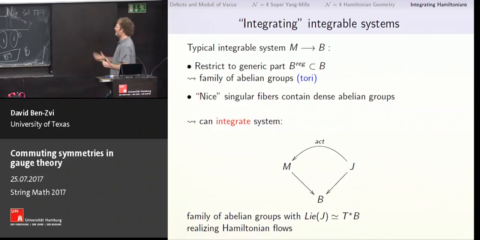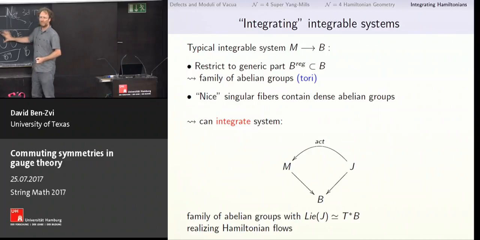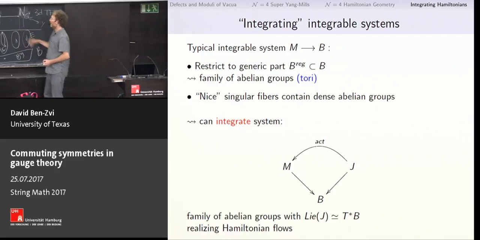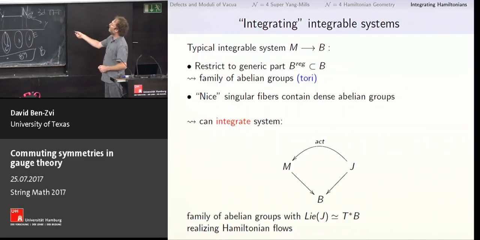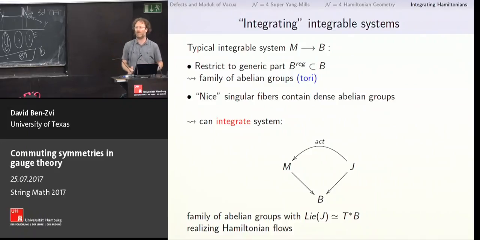In other words, there's a family of groups over this base. So here's my base B. That's the base of the integrable system. I have a family of groups, which I'll call J. So in this case, it's the family of elliptic curves degenerating to C star without the singular point. Right? So I have a family of groups, and it acts on the total space in such a way that it exponentiates the infinitesimal flows by Hamiltonians. Okay? So that's what I mean by an integration of an algebraic Hamiltonian system. It's a family of abelian algebraic groups whose action integrates the flows.